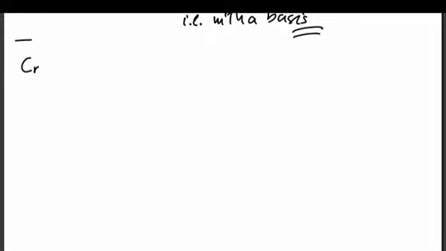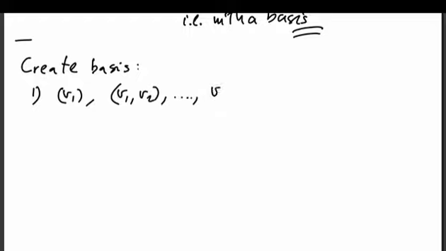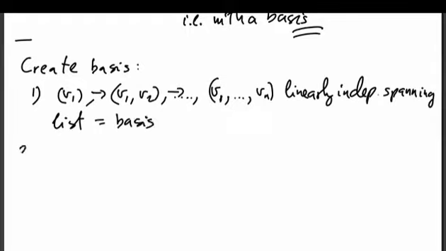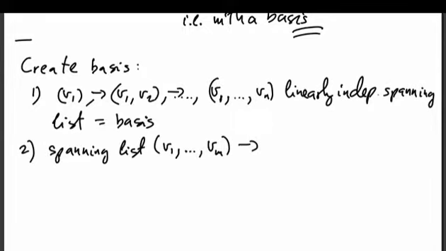So we had already two different processes to create bases. The first was to build it up one by one with vectors. V1, then we added another vector, and finally we stopped when we had a linearly independent spanning list, which is then a basis. The second process was to start with a spanning list, which might be too long, and then we started to cut it down until we still had a spanning list that was linearly independent again, which is again a basis.